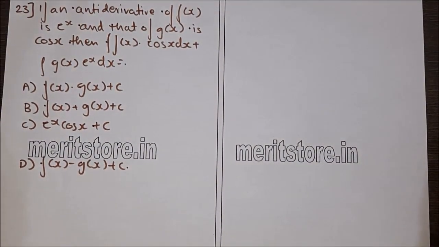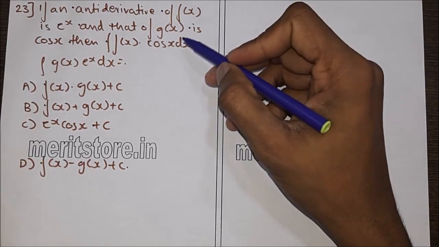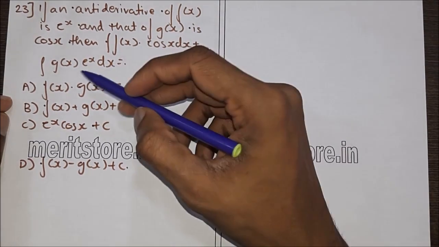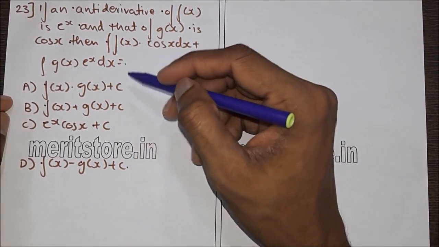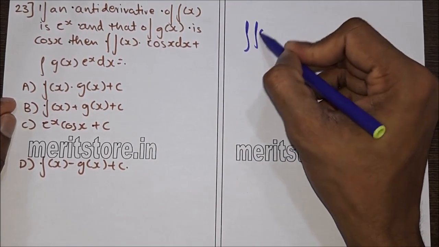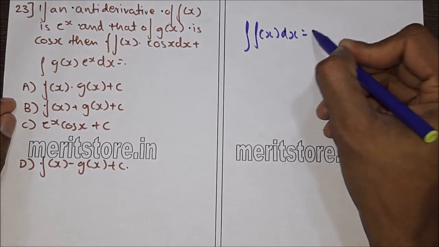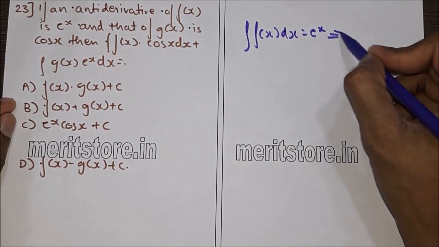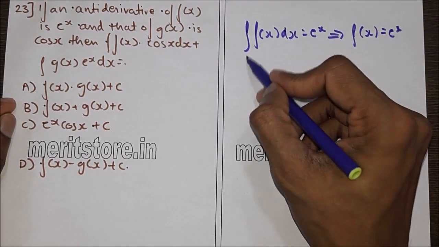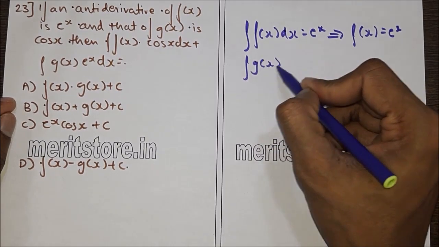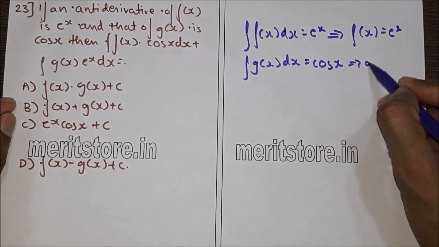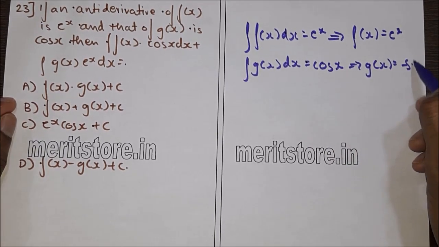Question 23. If an antiderivative of f of x is e raised to x and that of g of x is cos x, then integral f of x into cos x dx plus integral g of x into e raised to x dx is equal to, we have 4 options. So we have integral of f of x dx equal to e raised to x, which gives f of x equal to e raised to x, and we have integral of g of x dx equal to cos x, which gives g of x equal to minus sin x.